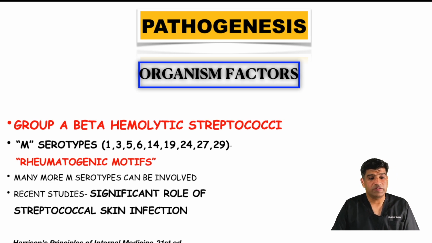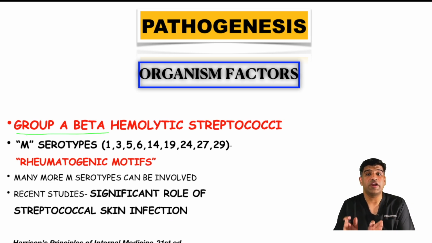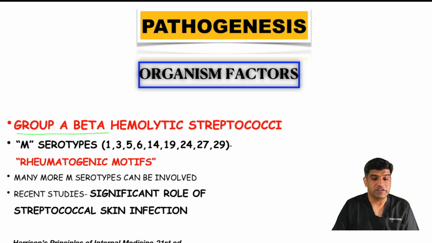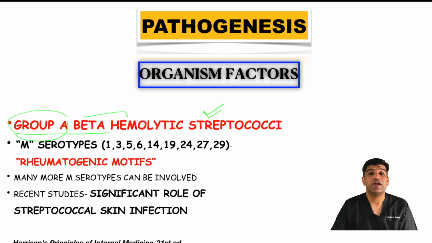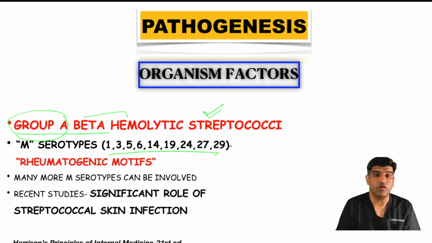So what is the organism involved? The organism involved is group A beta hemolytic streptococci. It is a streptococcus, it is beta hemolytic, and it is group A. Any other special thing? The M serotype, which are called rheumatogenic strains. So M serotypes of group A beta hemolytic streptococci. The M serotypes are 1, 3, 5, 6, 14, 19, 24, 27 and 29. Other M serotypes can also be involved, but these are the most commonly involved.